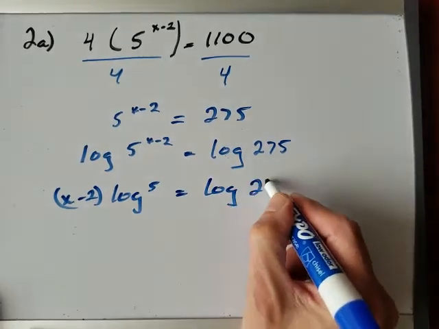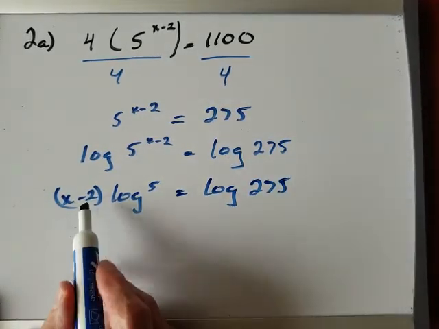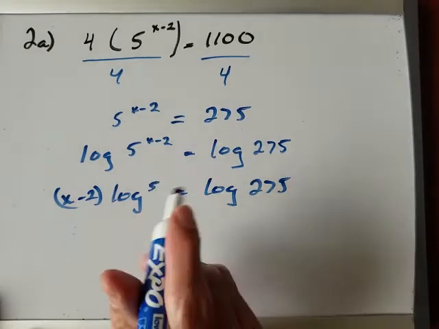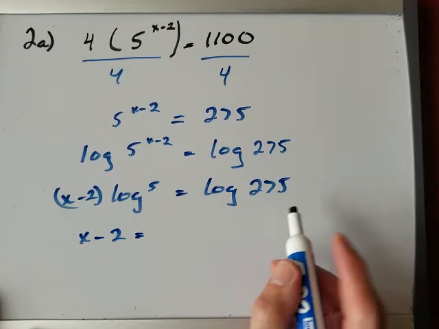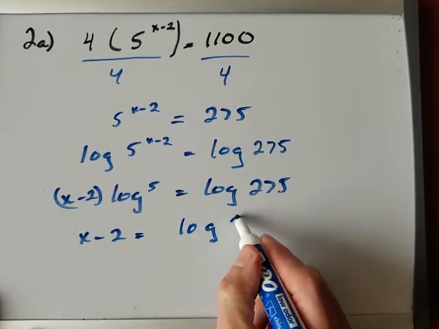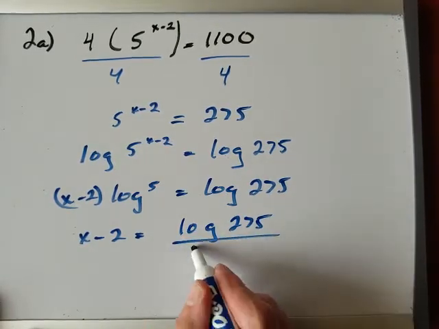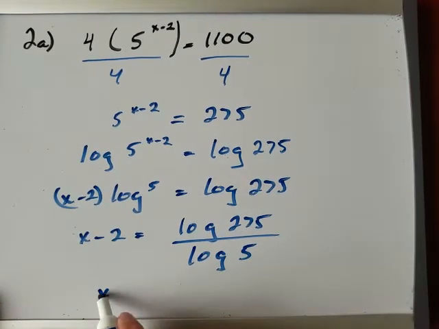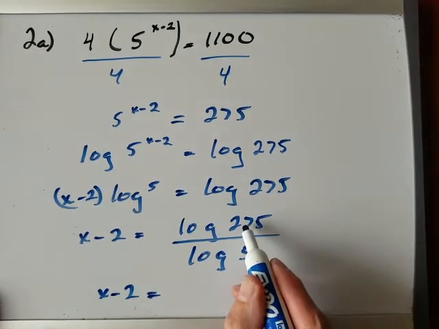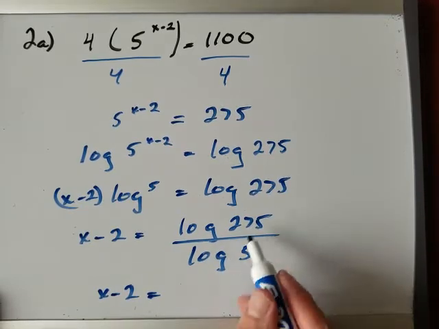Now, don't panic. I know there's just one little thing that might be bothering you. It's this 2. Just relax. If we isolate the x minus 2, if we divide the log 5 over, so we have log 275 divided by log 5, sorry, that looks like a power. What we have is something that can be typed in. This would be the first time we'd use our calculator.